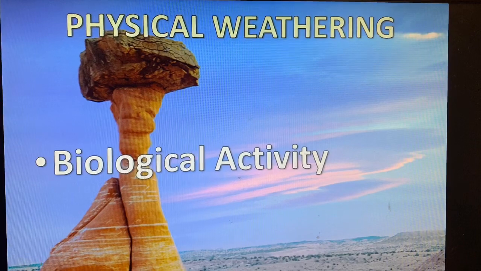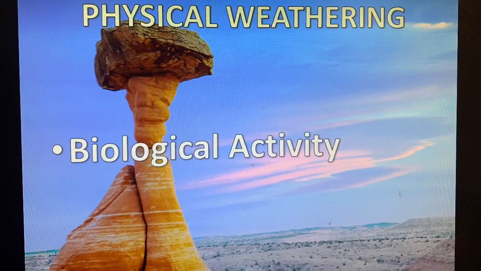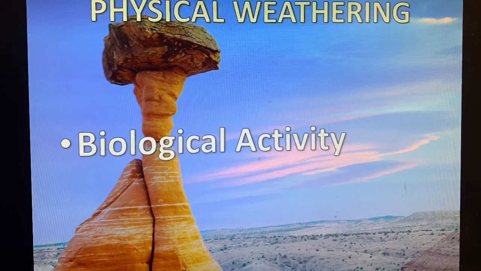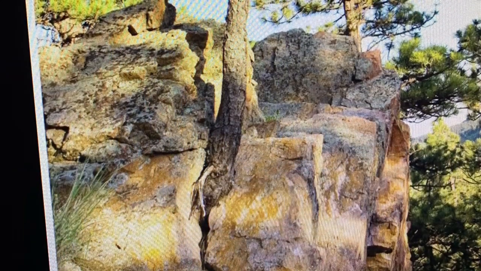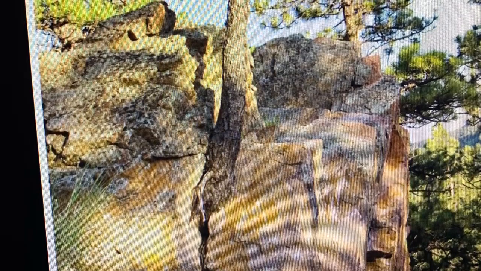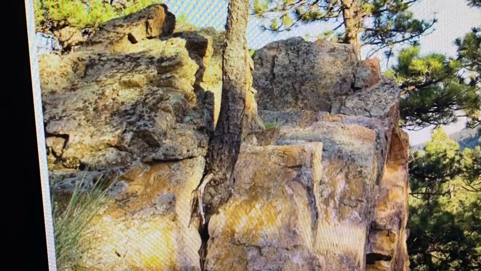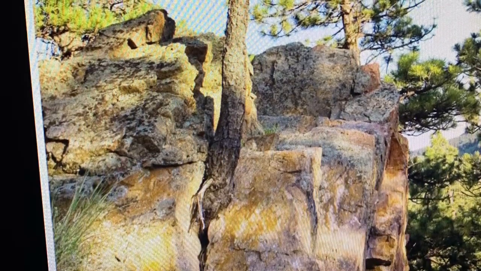The last type of physical weathering that we're going to talk about is biological activity. And this is exactly what it sounds like. This is weathering caused by the actions of living things. The most common example of this is what you see in front of you right now, which is what we call root action. And what root action basically means is that you had a plant and the seeds of that plant landed in some dirt that was maybe in a crack inside of a rock.